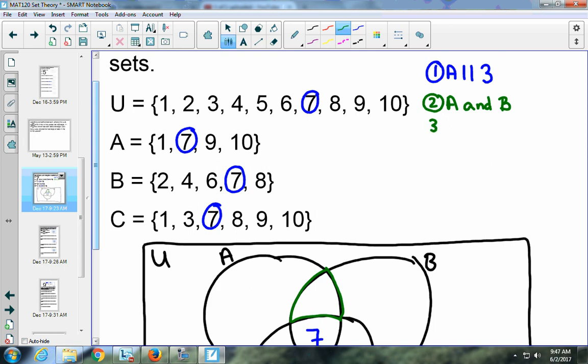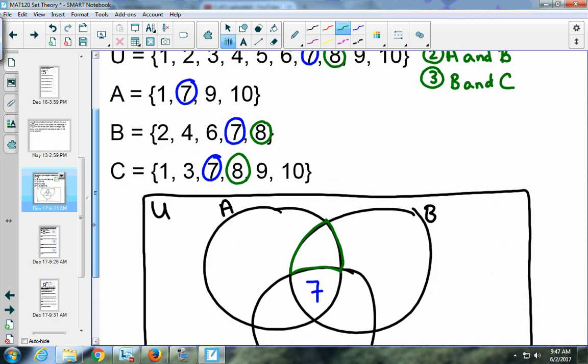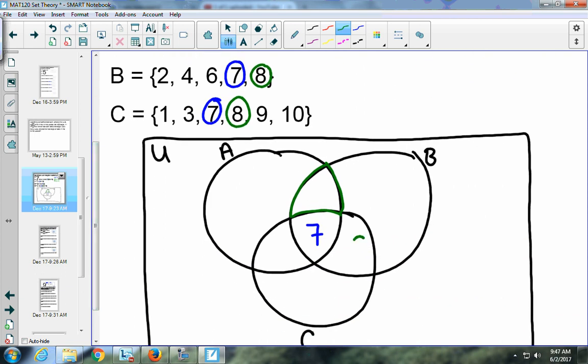Next, I'm going to look at the overlap between B and C. If I look at that list of elements, they do have one number in common. They have 8 in common. And just like before, I'm also going to circle it in the universal set to help me with the last step. Because there is one element, 8, in both B and C, I put that in the overlap between B and C.